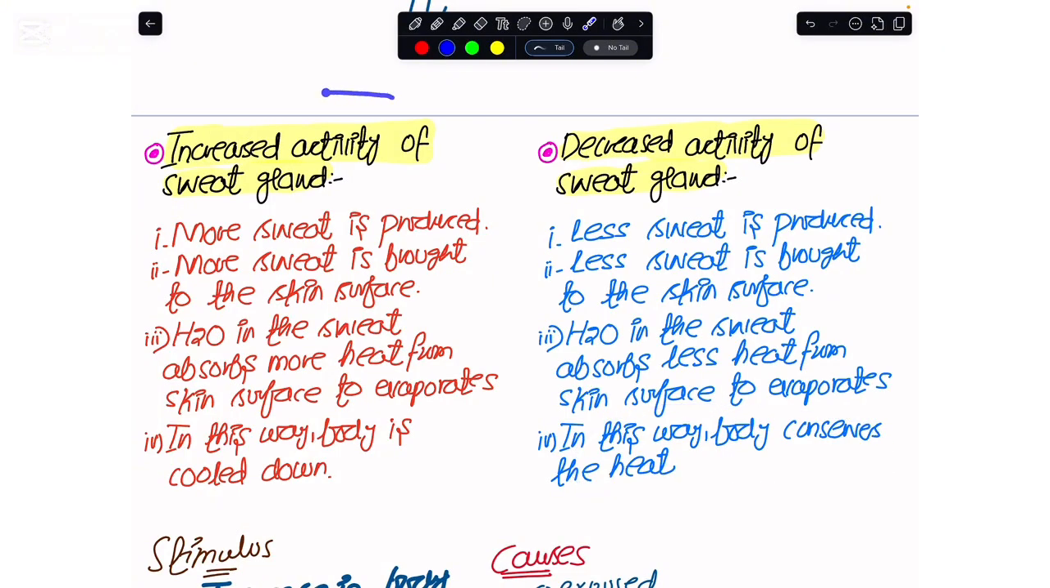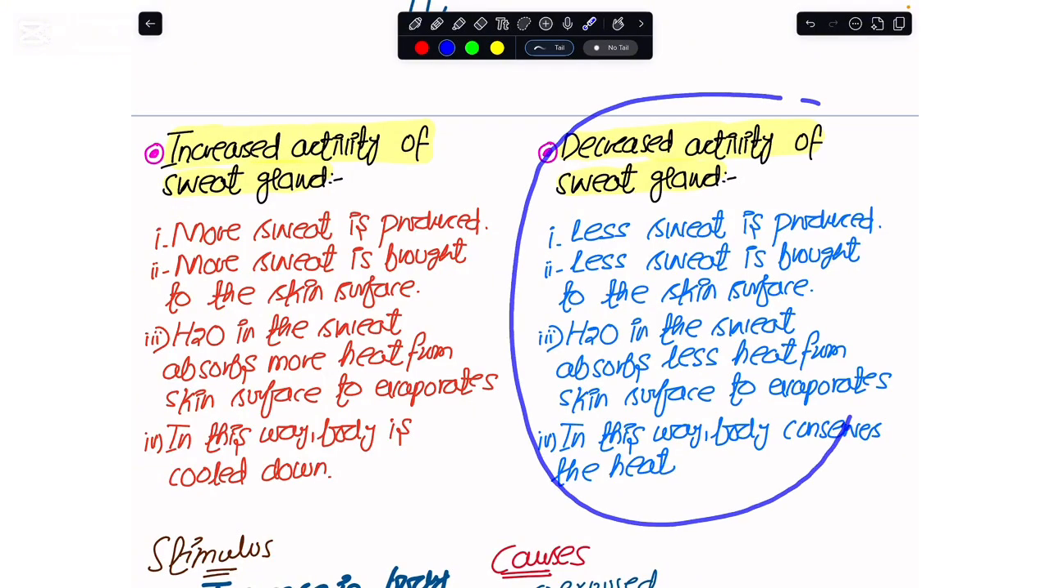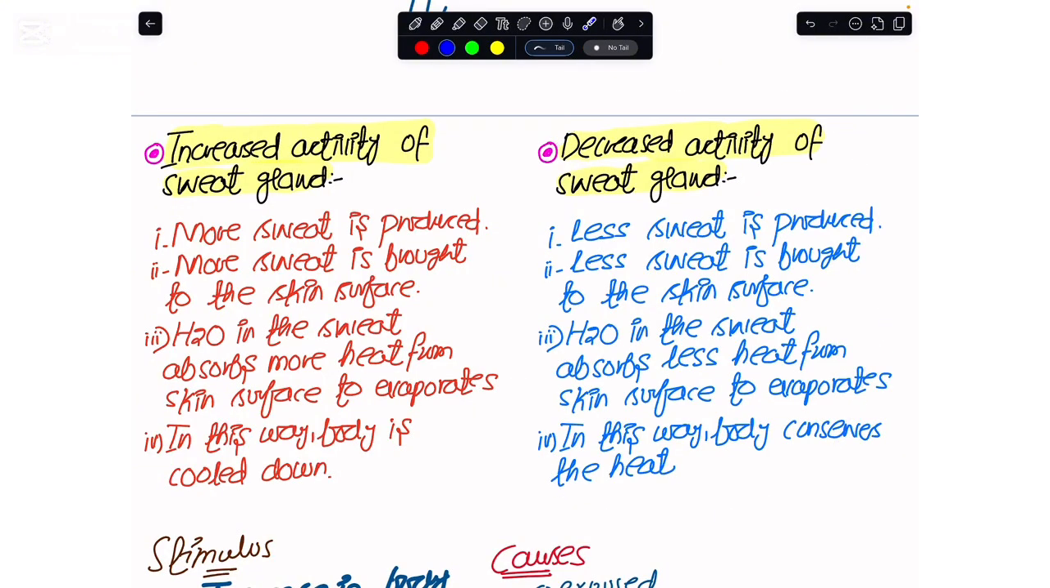And you may have noticed that in the summer season, we produce a lot of sweat because we want more of the heat to be lost from the skin surface. And you may have noticed that in the winter we have nearly no sweating, because in that cold environment we would like to conserve the heat.